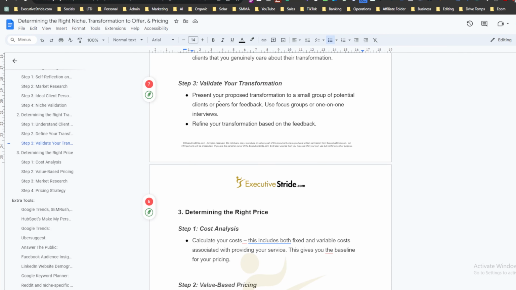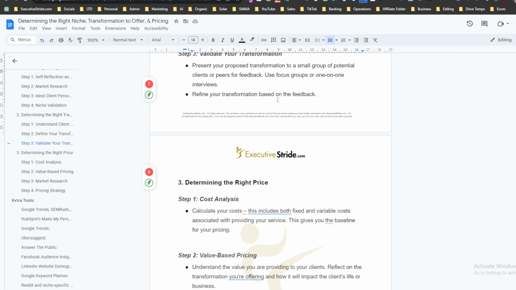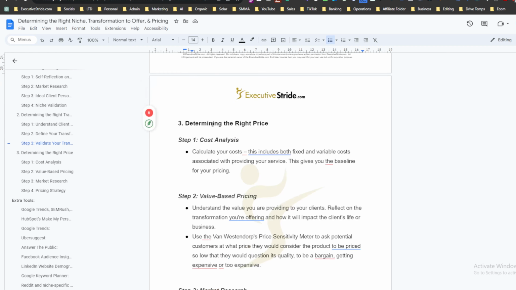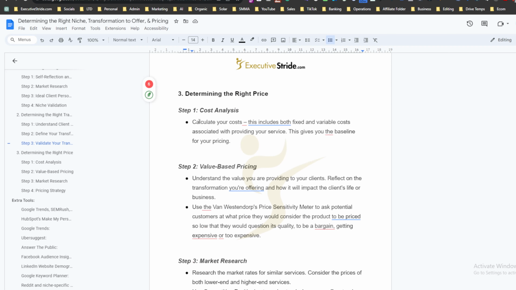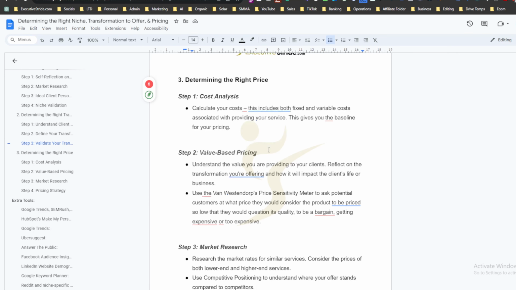And then step three, validate your transformation. Present your proposed transformation to a small group of potential clients or peers for feedback. Use focus groups or one-on-one interviews. Refine your transformation based on the feedback. And then three, determining the right price. So step one, cost analysis. Calculate your costs. This includes both fixed and variable costs associated with providing your service. This gives you the baseline for your pricing.